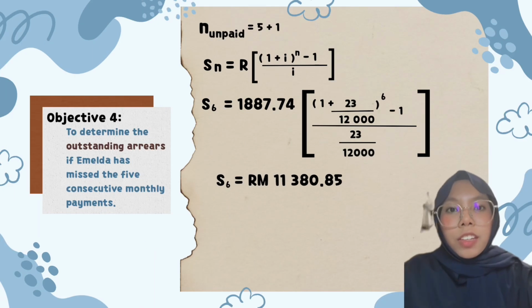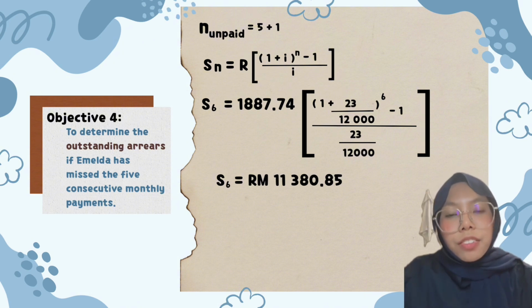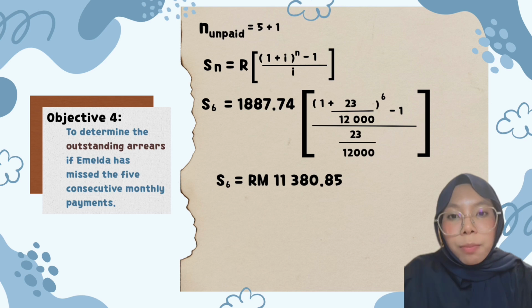The fourth objective is to determine the outstanding arrears if Imelda has missed 5 consecutive monthly payments. For this case, we use the formula S_n equals R, open bracket, 1 plus I, bracket, to the power of n minus 1 divided by I, close the bracket. For the n unpaid, it equals 5 plus 1. We need to add 1 for every missed periodic payment.